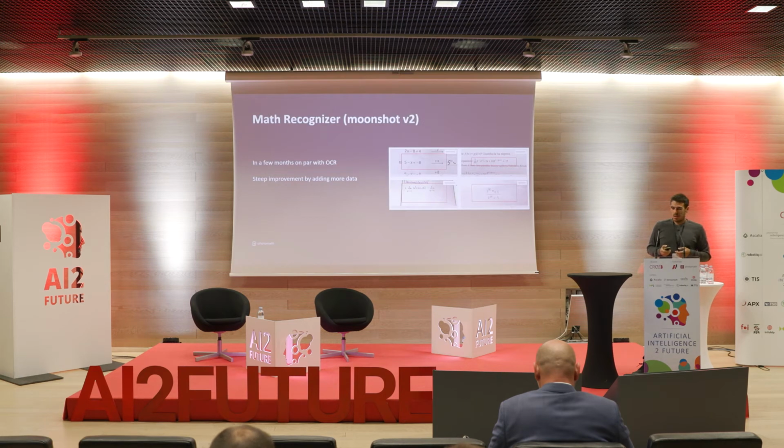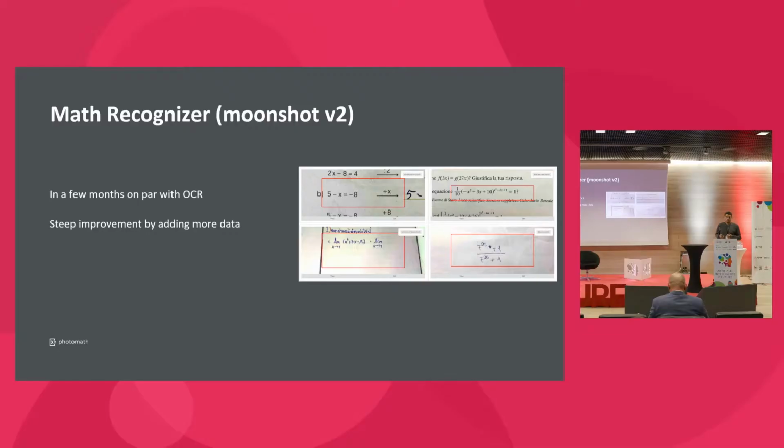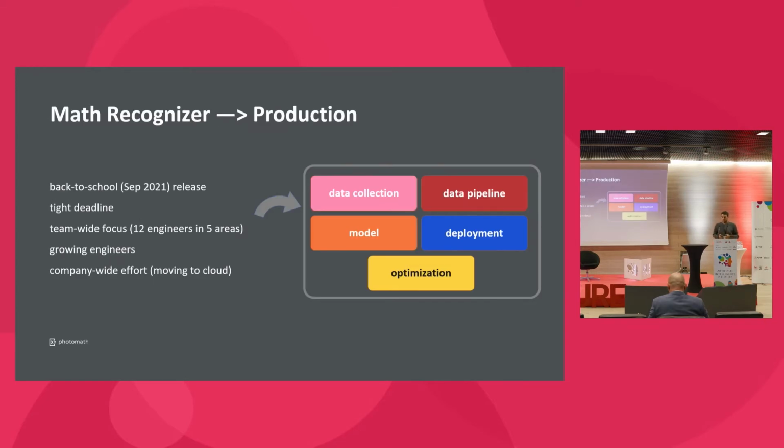We started doing experiments with it, and in a few months, actually in March this year, we got on par with our current OCR-based system. And we saw that by adding more data and doing more experiments, tweaking the architecture, and so on, we really saw a steep improvement, and we concluded that, okay, this is no longer a moonshot, and we needed to get it into production as soon as possible to all our users.